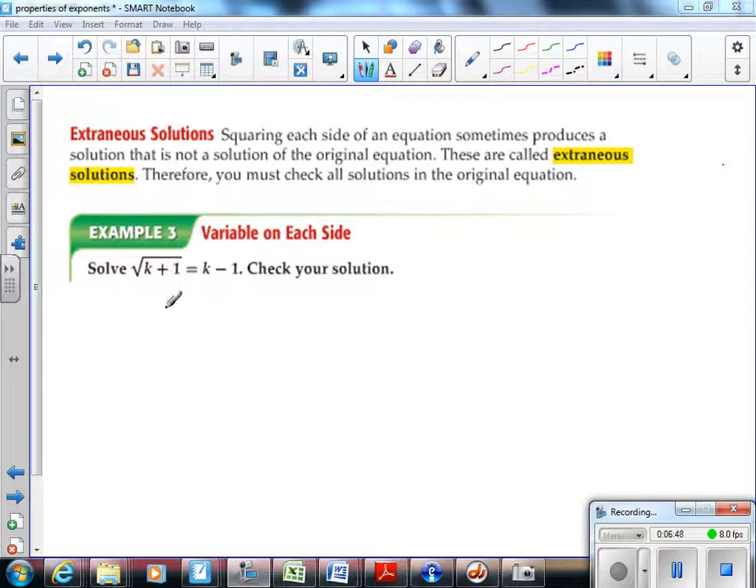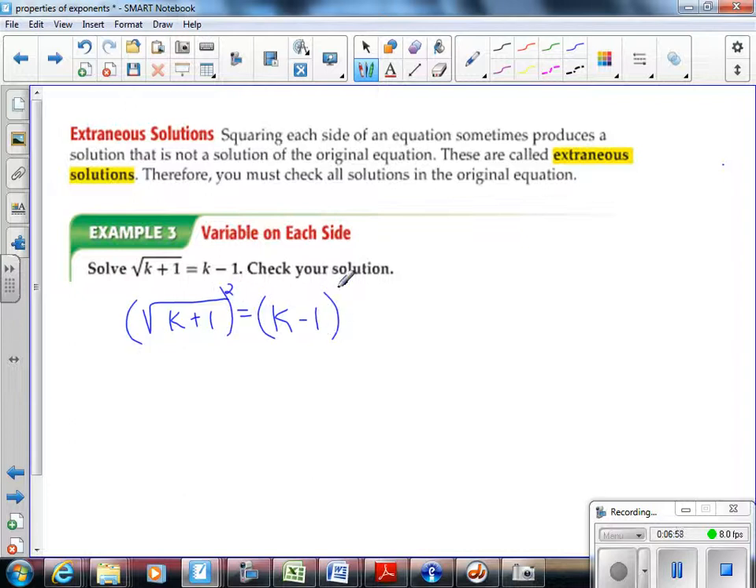Okay, the radical is already isolated, so I just have to square both sides. Now, when you have more than one term on both sides, you need to use your FOIL and square the whole thing. So I'm left here with k plus 1 equals, okay, what's k minus 1 times k minus 1? If you don't remember the shortcut, then work it out using your FOIL. And I get k squared minus 2k plus 1.